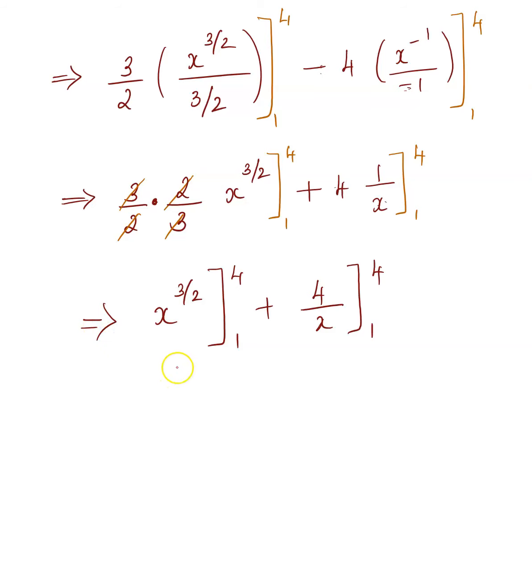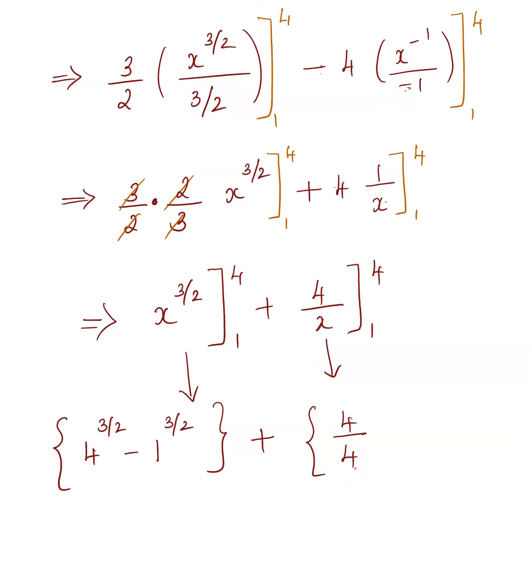Okay. So now for this, I have to do 4 power 3 over 2 minus 1 power 3 over 2. So let me put that, maybe I'll use curly brackets because we have the single bracket. So I'll do 4 power 3 over 2 minus 1 power 3 over 2, right? I evaluate the upper limit minus the lower limit, plus this one will be 4 over 4.